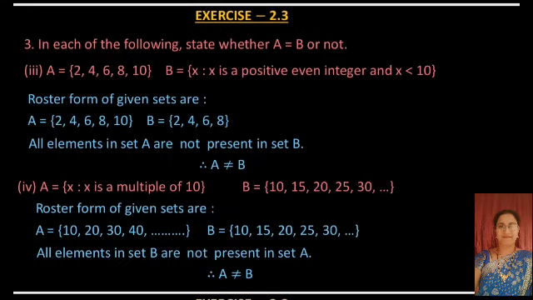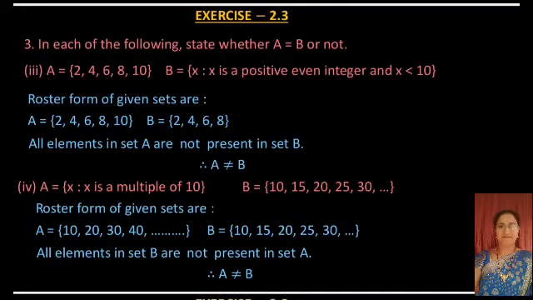Next question, the third question. A is equal to set of 2, 4, 6, 8, 10 and B is equal to set of x such that x is a positive even integer and x less than 10. If you write the roster form of the given sets, A is equal to set of 2, 4, 6, 8, 10 and B is equal to set of 2, 4, 6, 8, because it is a positive even integer and x less than 10. So 10 కంటే తక్కువైన పాజిటివ్ ఈవెన్ ఇంటీజర్స్ మనం తీసుకోవాలి B సెట్లో.